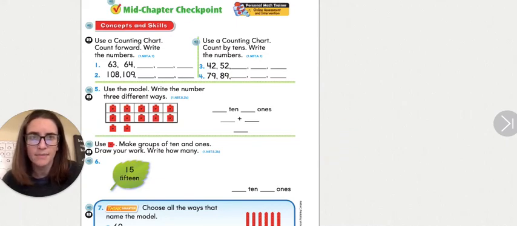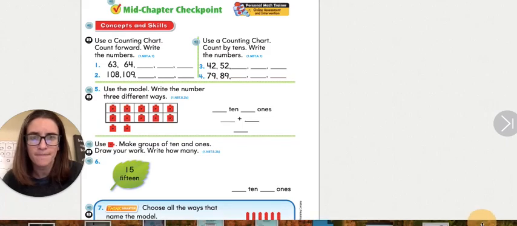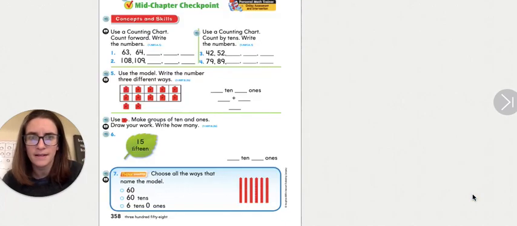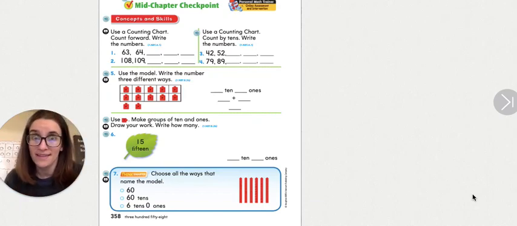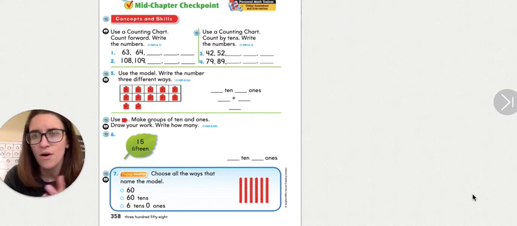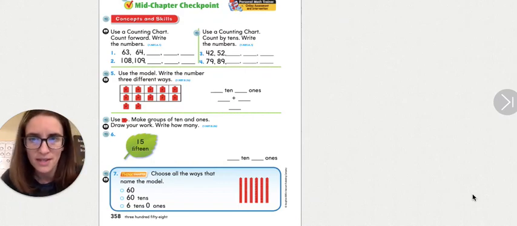Let's see if I can move it. If I can, I'm not sure. See. Oh, there it is. Okay, so it says choose all of the ways. Right? So whenever I see that, that's a big hint that often that means there's more than one correct answer. As we know, there are many ways to show a number. So this last checkpoint is just to see what are all the ways that you know to show this number.